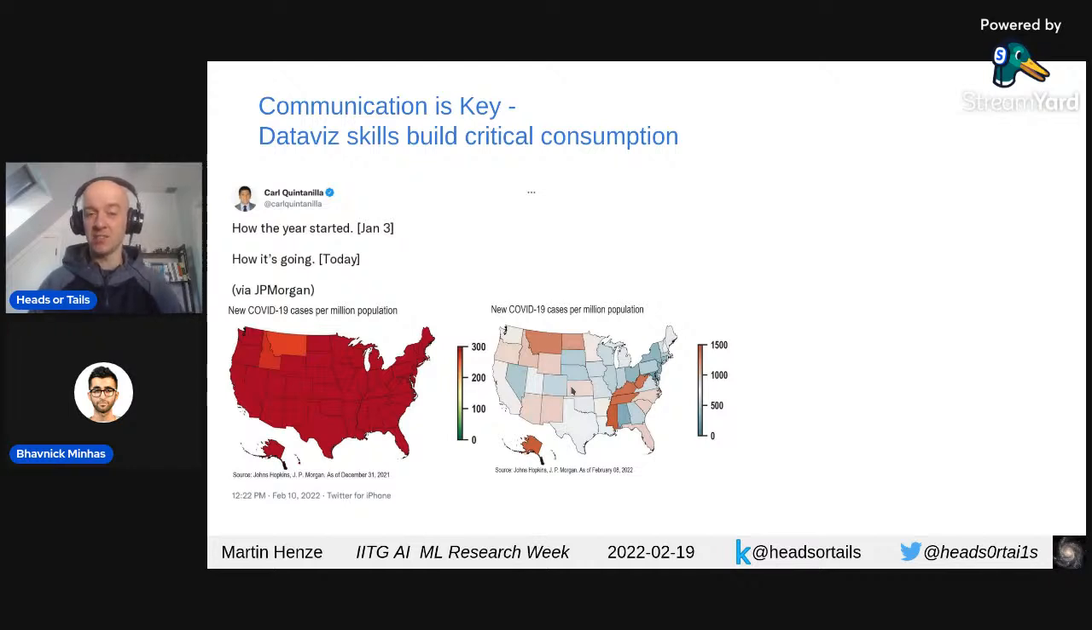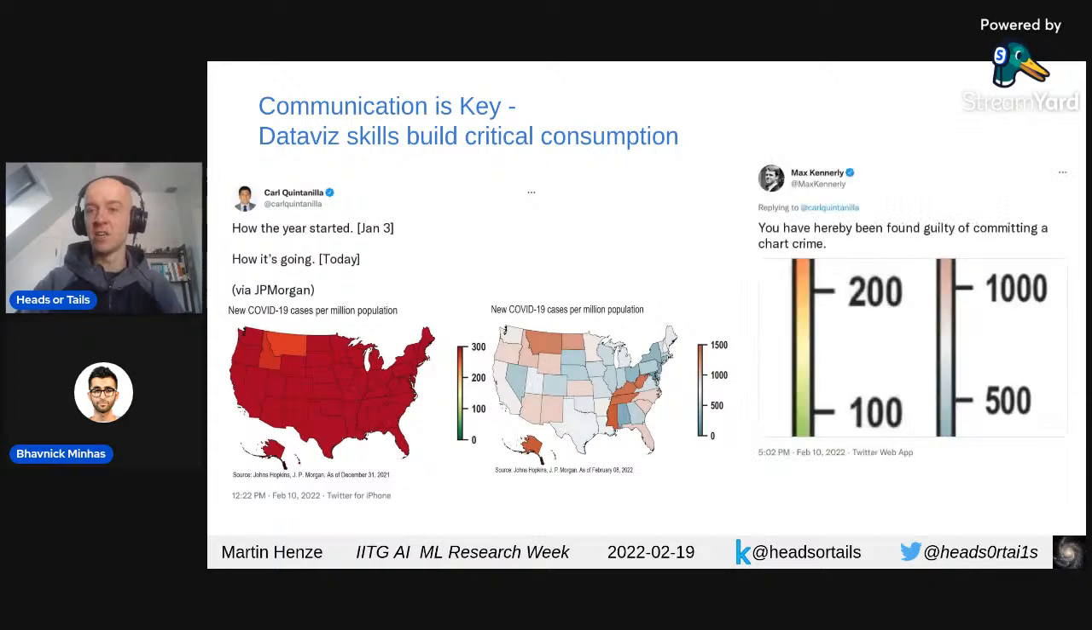So data analysis and data visualization, of course, play a very large role when it comes to communication of science, when it comes to communication of policies like this. And it can be used consciously or unconsciously to mislead people. And I believe that the more experienced you are in building your own data visuals, and you see which aspects you want to highlight, you want to focus on, the better you get at reading those. And of course, Twitter being Twitter, somebody immediately pointed out, you have hereby been found guilty of committing a chart crime.